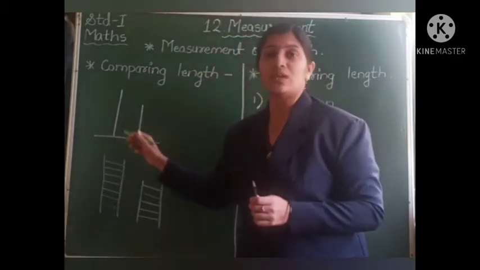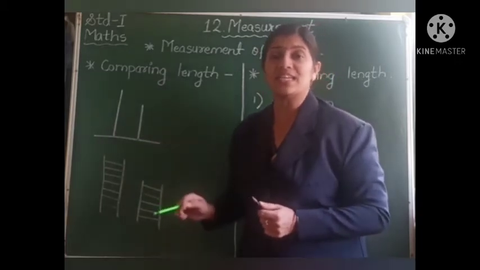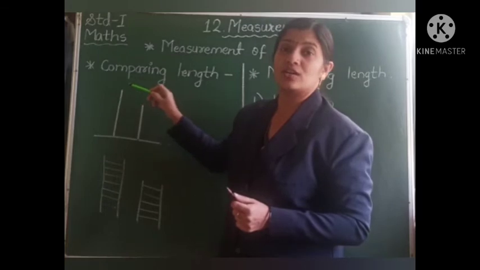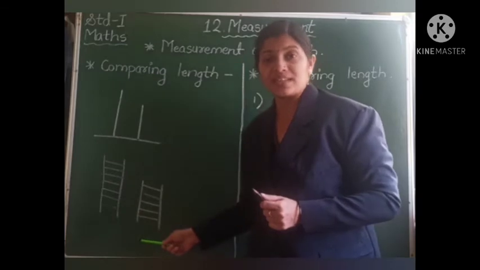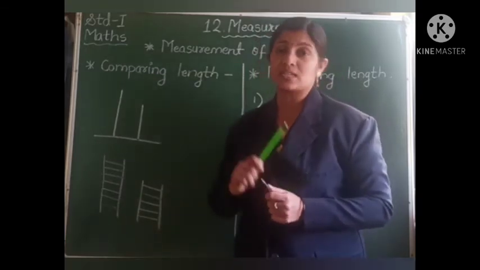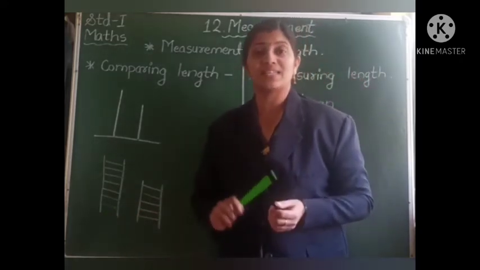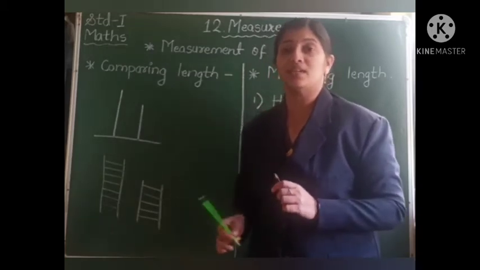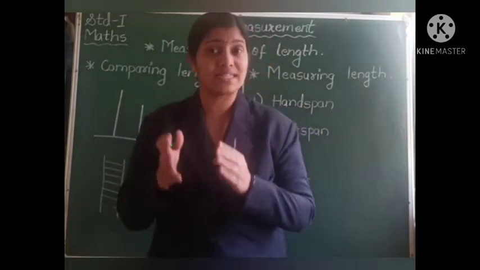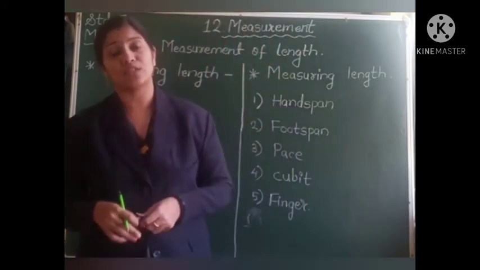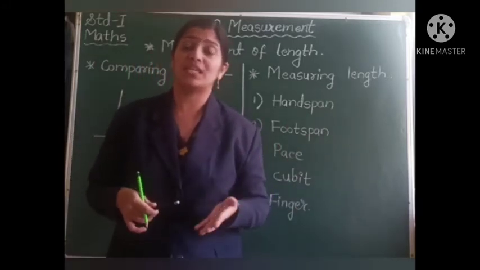Similarly, here you can see two lines are drawn. When we look at these lines, we can easily tell that this line is taller and this line is shorter. Similarly, here you can see two ladders. When you look at these ladders, I can say that this ladder is shorter and this is taller. So comparison between the length of objects can be done just by looking at them. But if we want to know the exact length of some object, then we have to measure it. And for measuring the length, there are various ways.